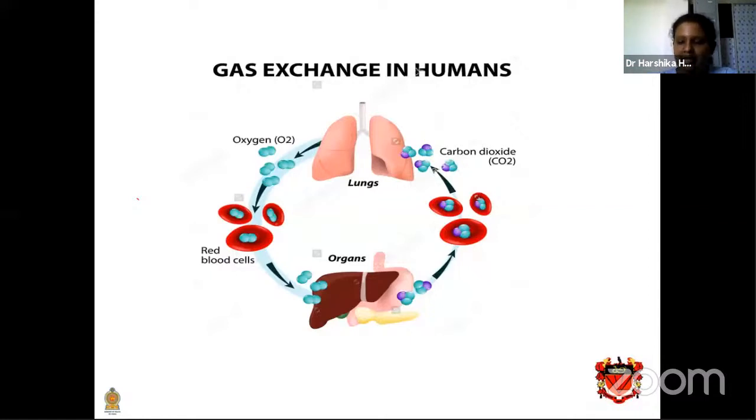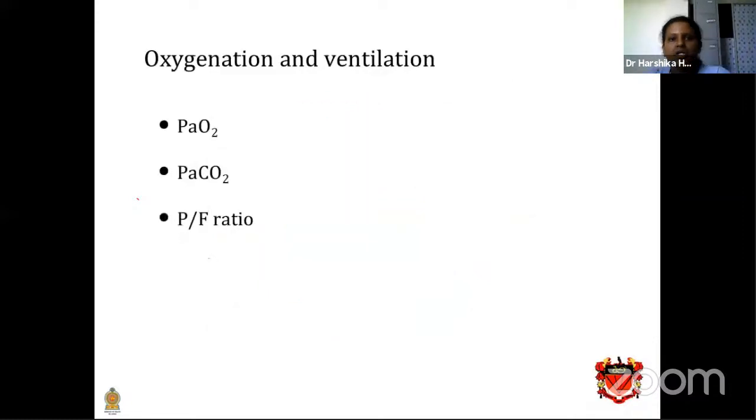So we all know lungs are the organs that do gas exchange, extracting oxygen and removing carbon dioxide from the blood. When we talk about gas exchange from an arterial blood gas report, these three are the most important things: your partial pressure of oxygen, partial pressure of carbon dioxide, and the PF ratio. I will tell you about the PF ratio in a minute.